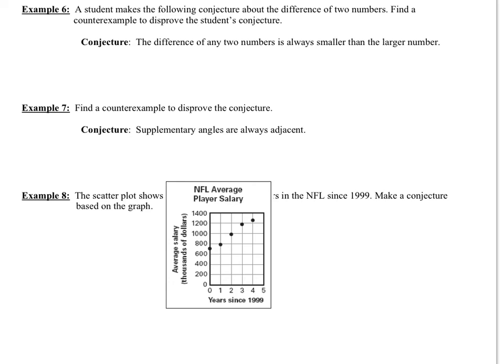So let's say I pick 1 and I want to subtract that from negative 2. Now the difference here will be 3. But 3, the difference, is not smaller than 1. And 1 is actually the larger number between 1 and negative 2.